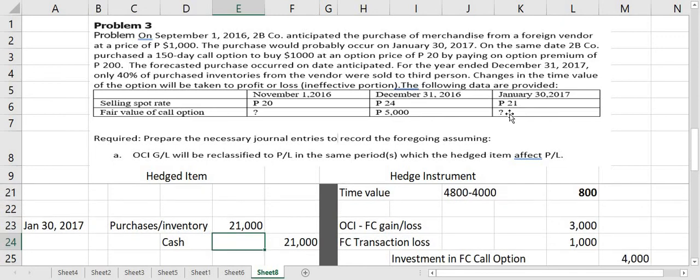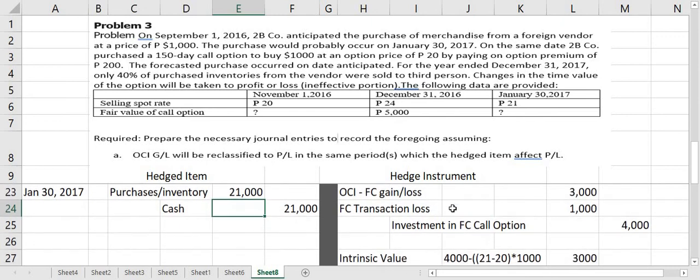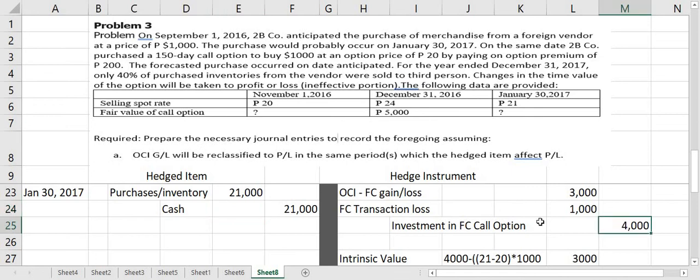Kaya yung ating fair value ng ating option is 1,000 na lang siya on January 30, 2017. From 5,000 naging 1,000, kaya meron tayong decrease na 4,000. So credit tayo ng investment in foreign currency call option for 4,000. Now the problem is the decrease na 4,000, how much is to the OCI, to the intrinsic value, and how much to the profit or loss, or to the time value.